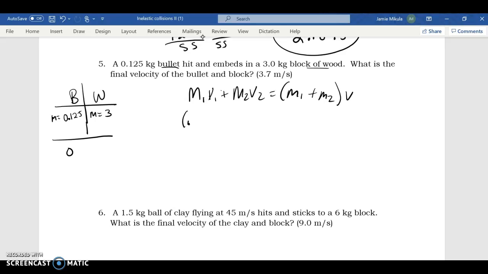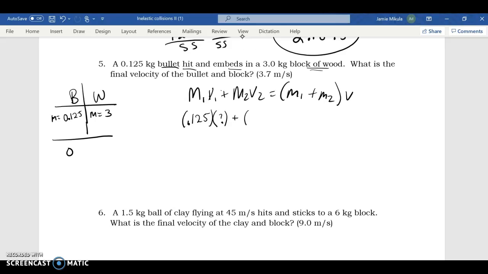Okay, so this one would be a bullet hit and embeds in a block of wood. So we don't know how fast the bullet was shot out at. But it couldn't have started at rest, so I don't know if he wants you to start that at rest. All right, I might have to check on this one.